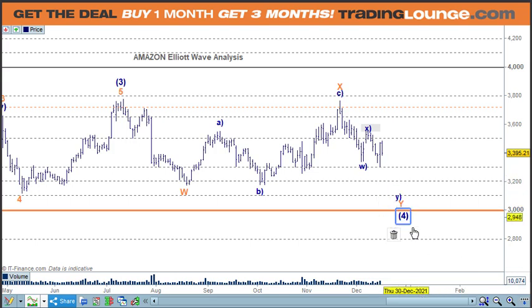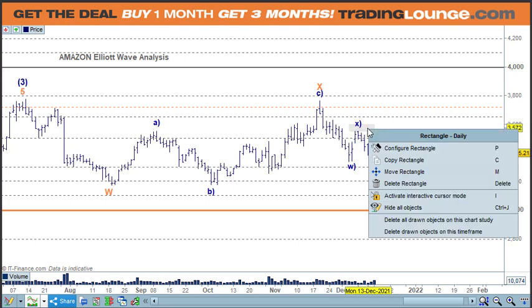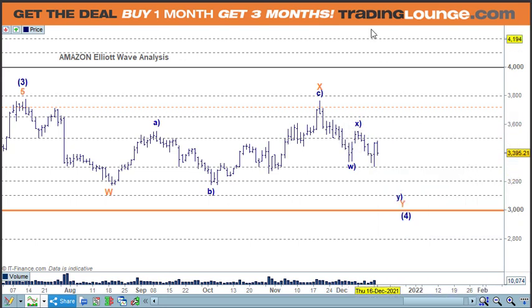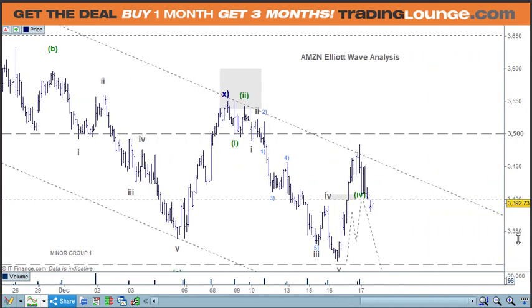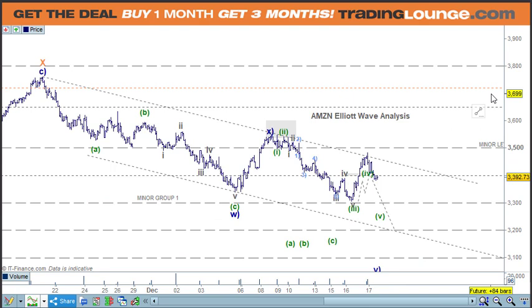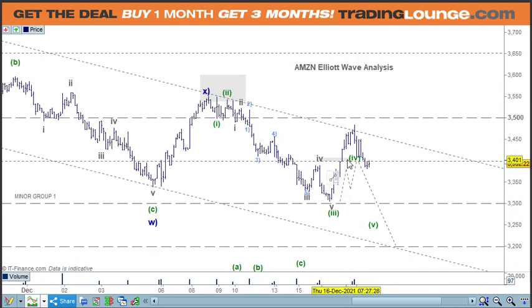Starting with Amazon on the daily chart here. We might need to go to the intraday first. I was looking for a move down through, anyway, let's just go to the intraday. In a nutshell, I was looking for another move to come down here, but this wave from yesterday, obviously the markets had spiked up. So I was looking for a little wave 4 here.